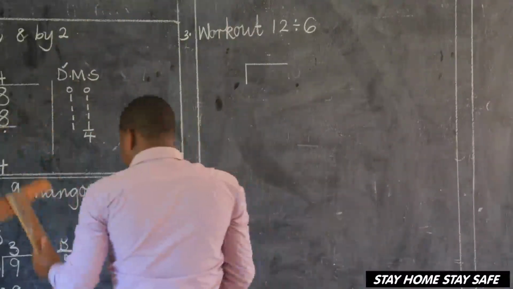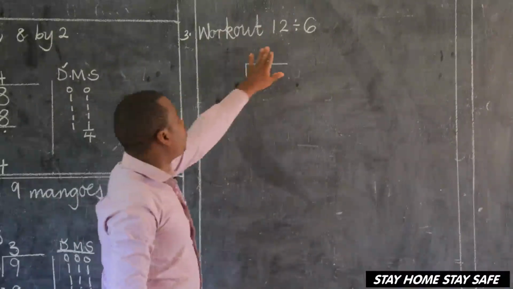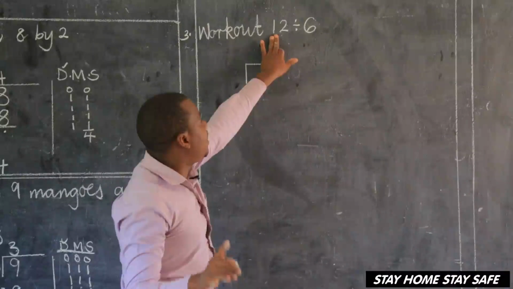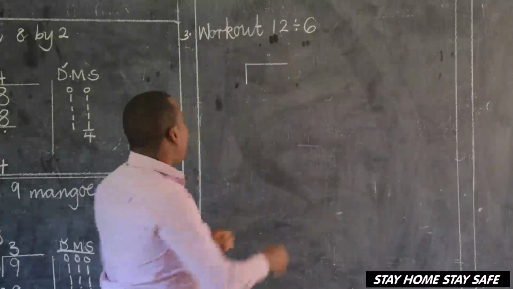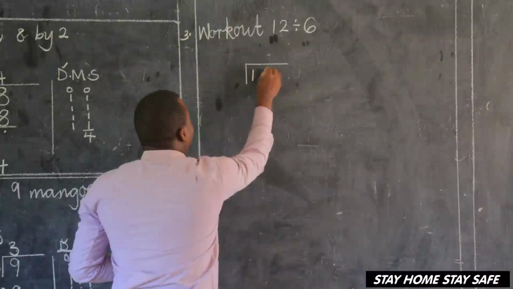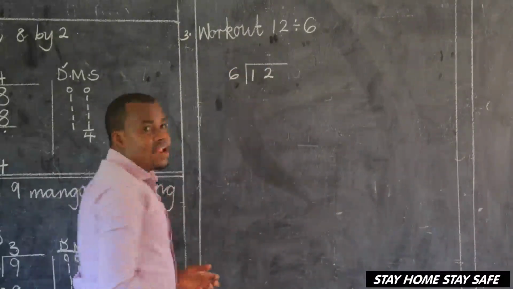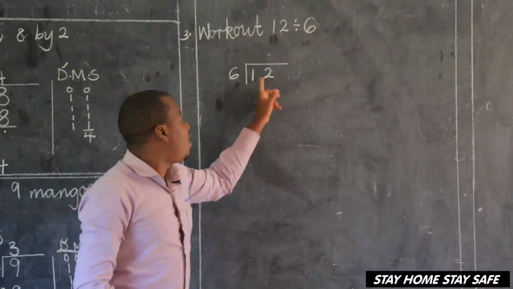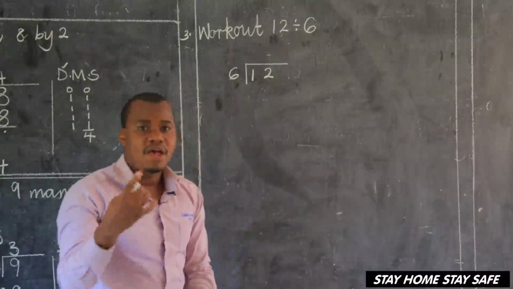Straight. Then after that, we have 12 divided by 6. So 12 becomes the dividend and 6 becomes the divisor. So I write the dividend here as 12, then I write 6. Now my good children, this is a bit different. When we have more than one digit, like 2, 3, 4, we take one by one.